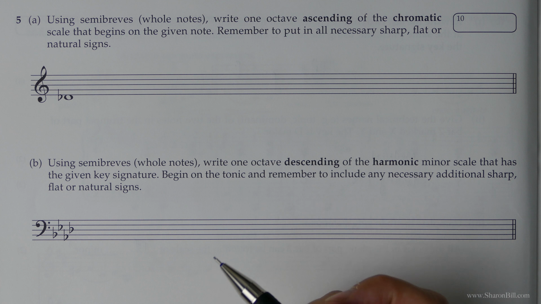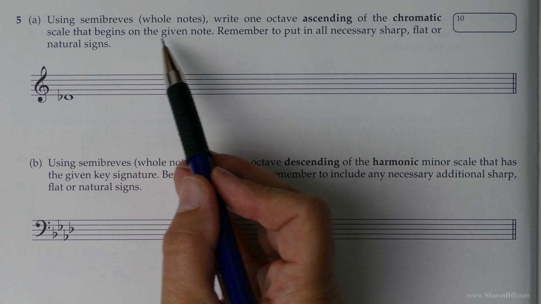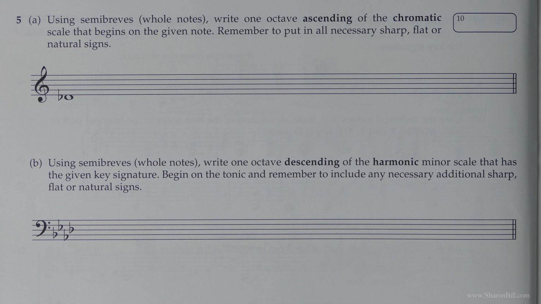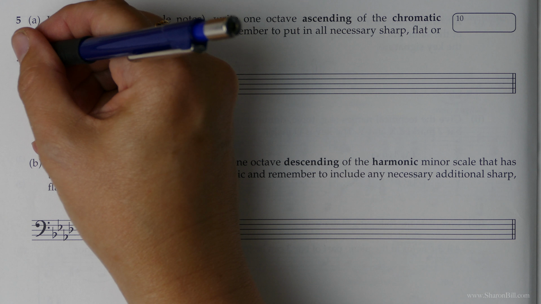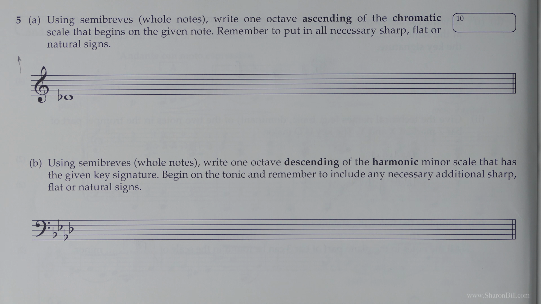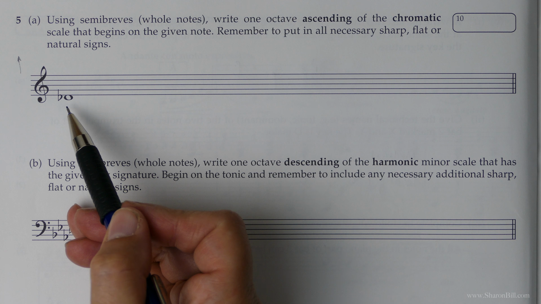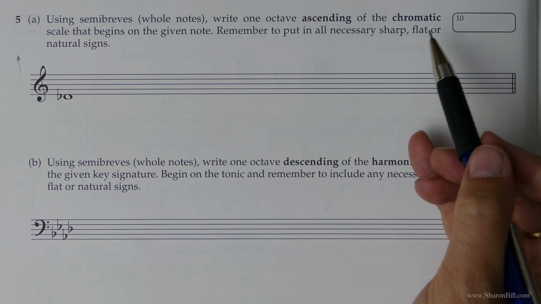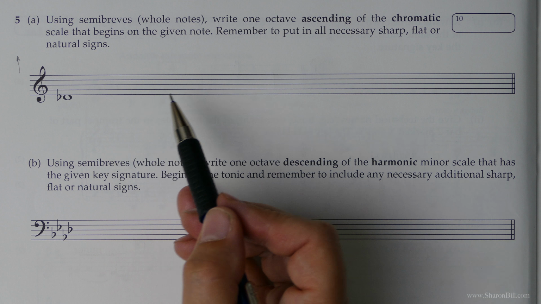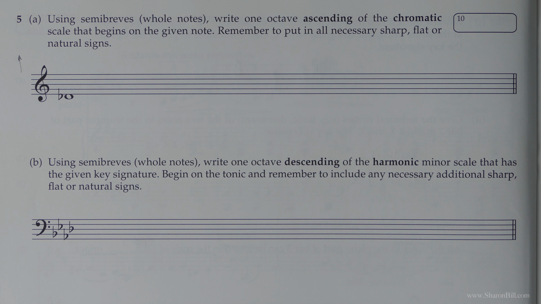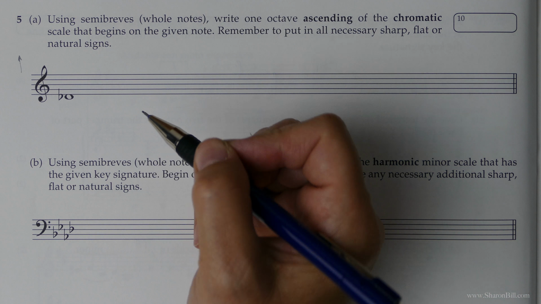So question 5 asks us, using semibreves or whole notes so we don't have to worry about stems, write one octave ascending, so we're going upwards, just make a note of that, although it would be difficult to go down from such a low note, of the chromatic scale that begins on this note. Remember to put in all the necessary sharp, flat or natural signs. So just a clue there, we've got to cancel what's gone before if we no longer need it.